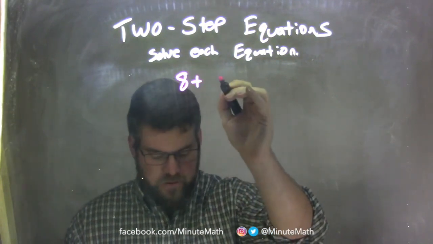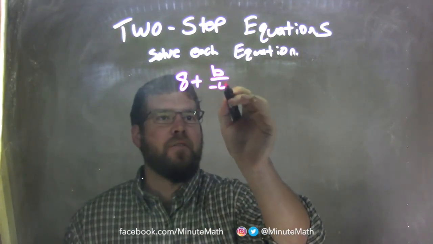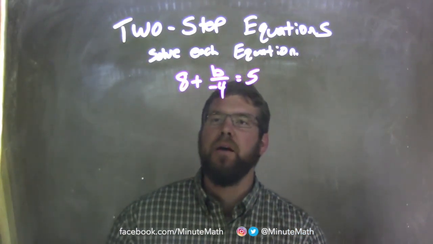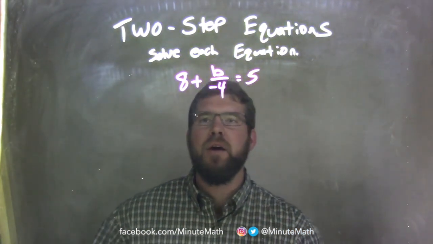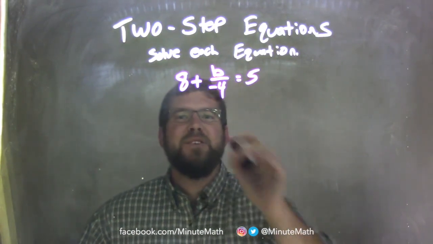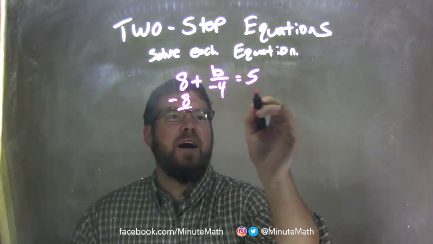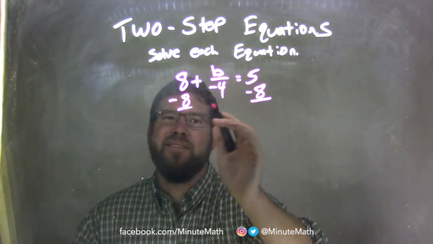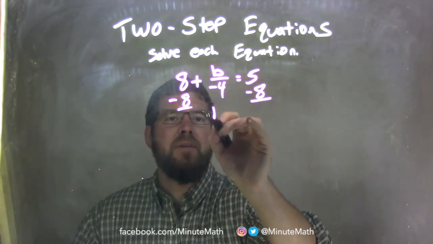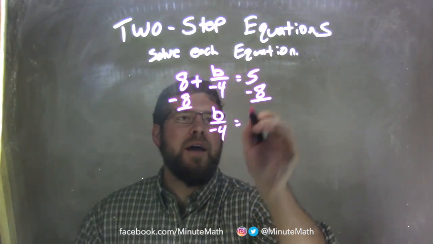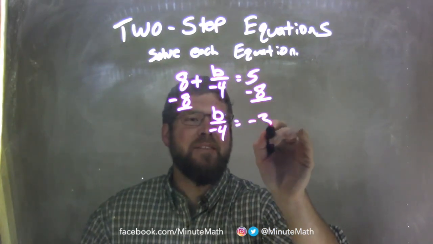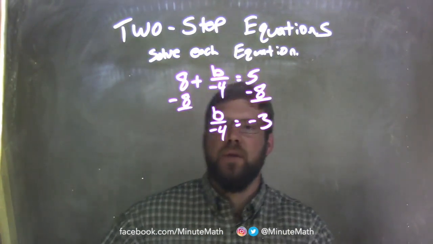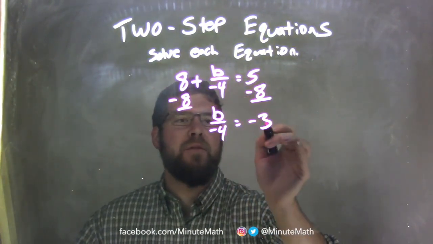8 plus b over negative 4 equals 5. Okay? So 8 plus b over negative 4 equals 5. Well, my first step is actually to subtract an 8 to both sides. I'm going to bring that 8 over to the right. All right? 8 minus 8 is 0. Fantastic. It cancels out. And I'm left with b over negative 4. And 5 minus 8 is a negative 3. So now I have b over negative 4 equals a negative 3.